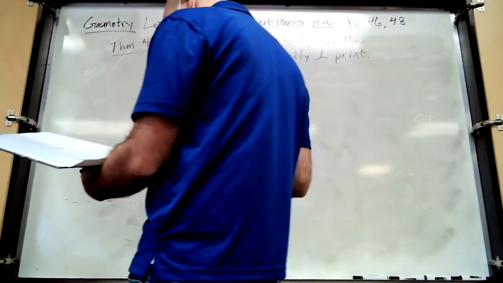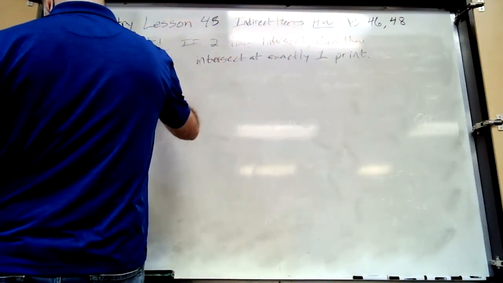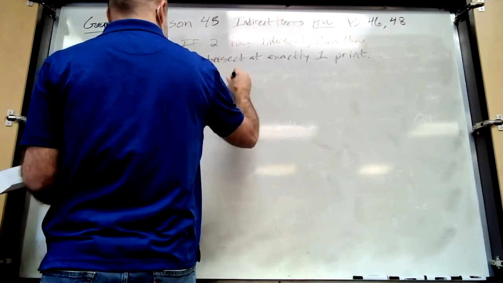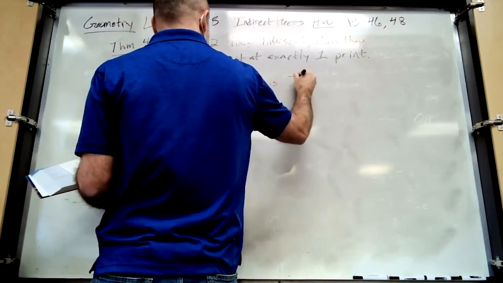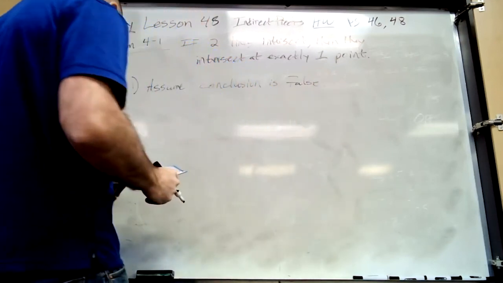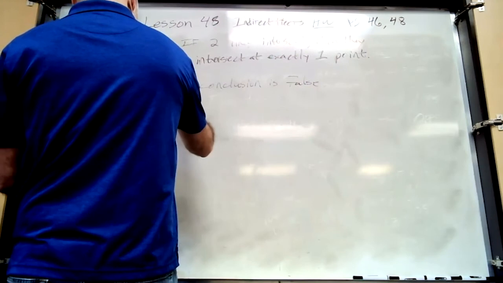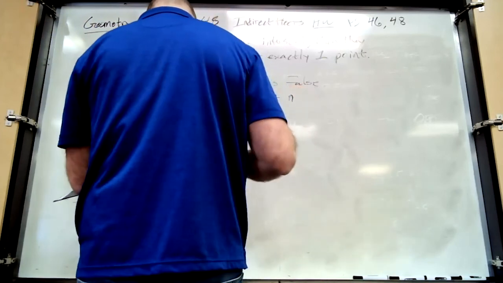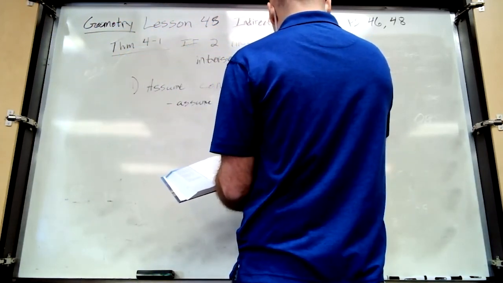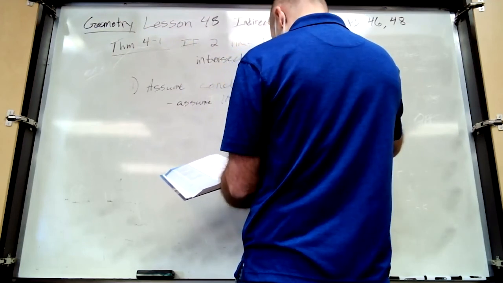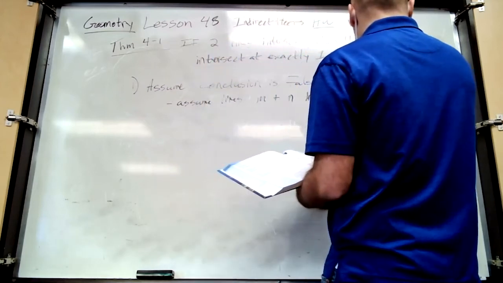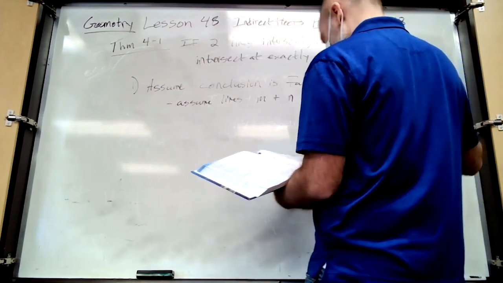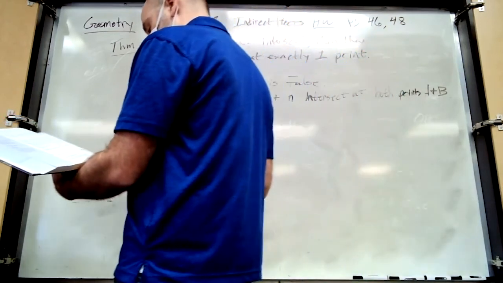So we assume, step one, we assume the conclusion is false. Okay? So we're going to say, assume that lines M and N intersect at both points, at both points A and B.